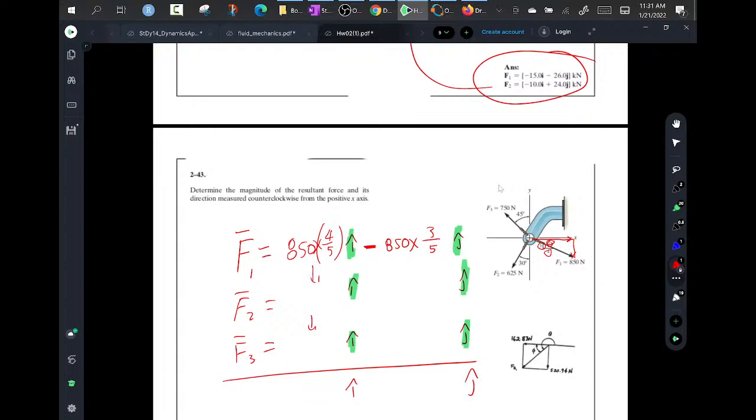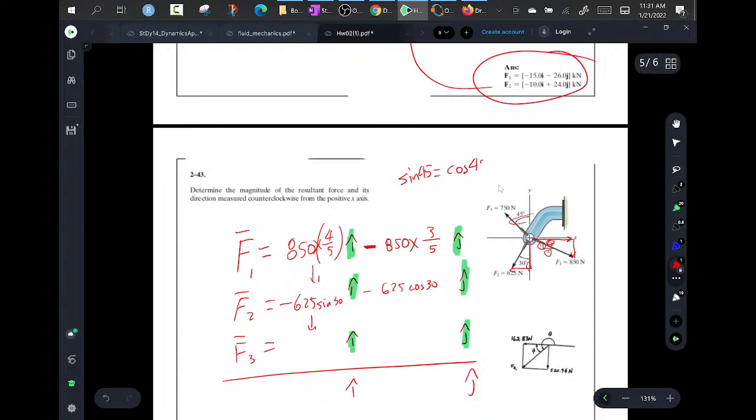So F2, 625, looks like he's wanting to use 30 degrees, so you're going backwards, and you're doing a sine of 30. You're going down 625 cosine 30. Now up here you got 45. So here's the thing about 45. We love 45 because the sine and the cosine are the same thing, and they're 1 over square root of 2. So we love that because it makes things easy for us.